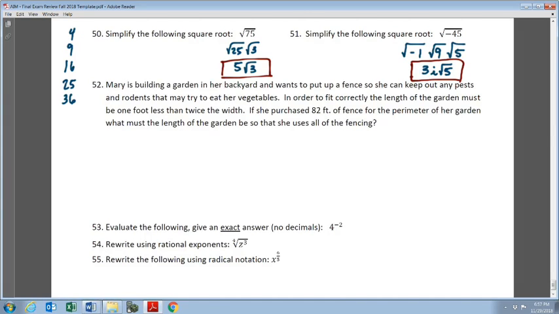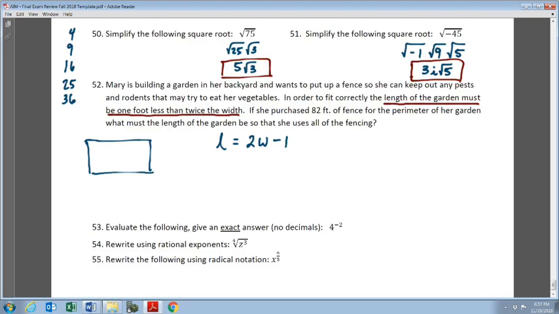Well, let's draw a picture. And notice here it says the length of the garden must be 1 foot less than twice the width. So the length is, we need it to be 1 foot less than twice the width. So twice the width would be 2w. And if you want 1 less than that, you subtract off 1. It's just like if you wanted 1 less than 100, you would start with 100 and subtract off 1. All right, so we've got one of our equations.